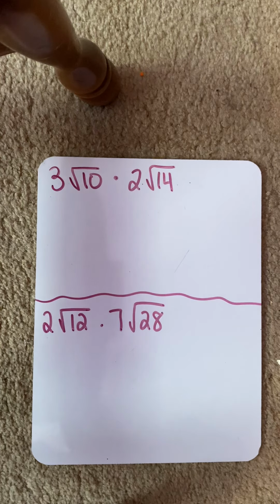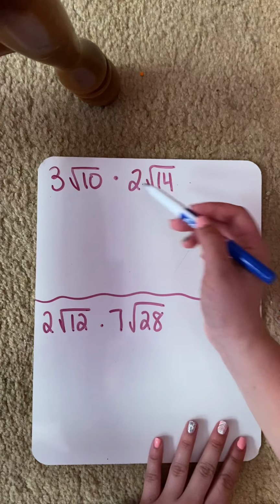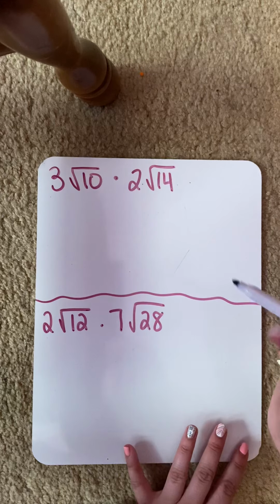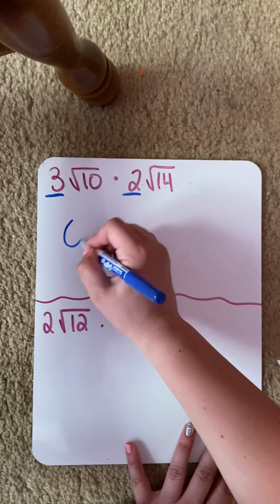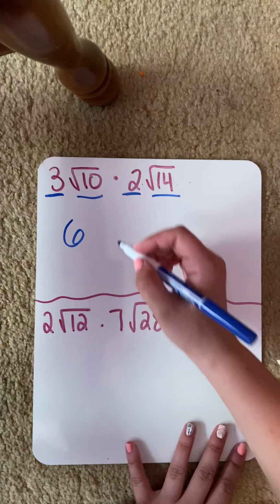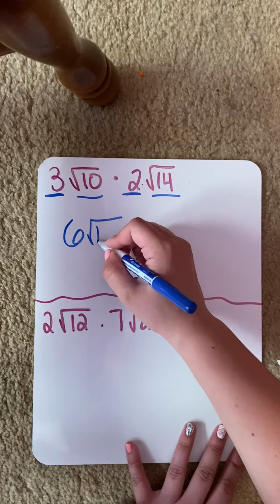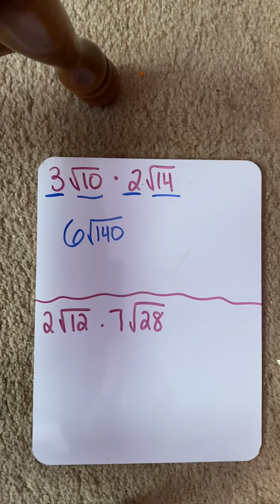So if we had 3 times the square root of 10 times 2 times the square root of 14, you could try to simplify first. In this case, it can't be simplified. So we multiply our numbers out in front, so 3 times 2 gives us 6. Then multiply the numbers in the radical, so 10 times 14 gives us the square root of 140. So now we have to simplify.